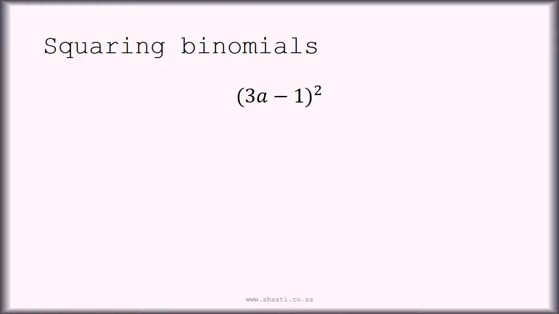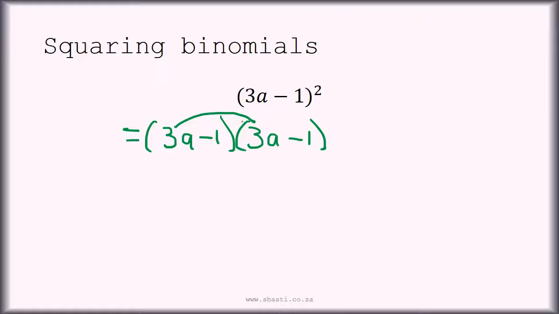When we square binomials, it's exactly the same. So let's write it out. We know that the square means multiplied by itself. So in effect, we have 3a minus 1 multiplied by 3a minus 1. And this is exactly what we did before. So we have to multiply each one of the terms with each of the others. Let's start over here. Let's do 3a multiplied by 3a. So 3 times 3 is 9, and a times a is a squared.